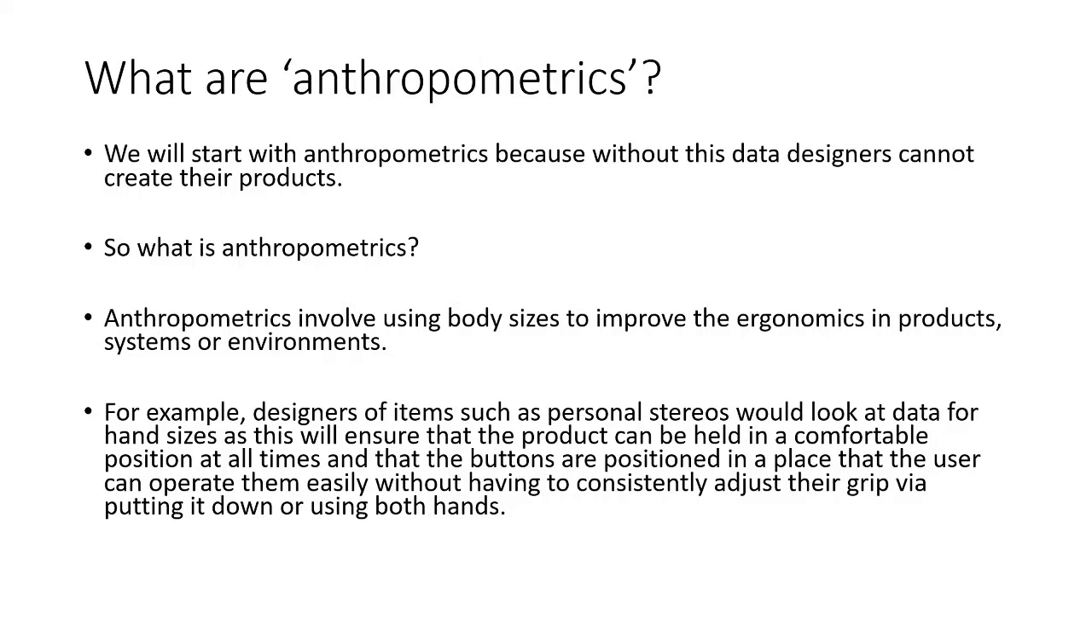But with the hand size, you wouldn't just say hand size. It might be palm width. You'd also have to look at finger length to make sure that you can reach the buttons correctly. There might be grip strength, so you might make sure that people can actually physically hold it and grip it hard enough. The anthropometrics is essentially those measurements that are then used to aid in the design of a certain product.